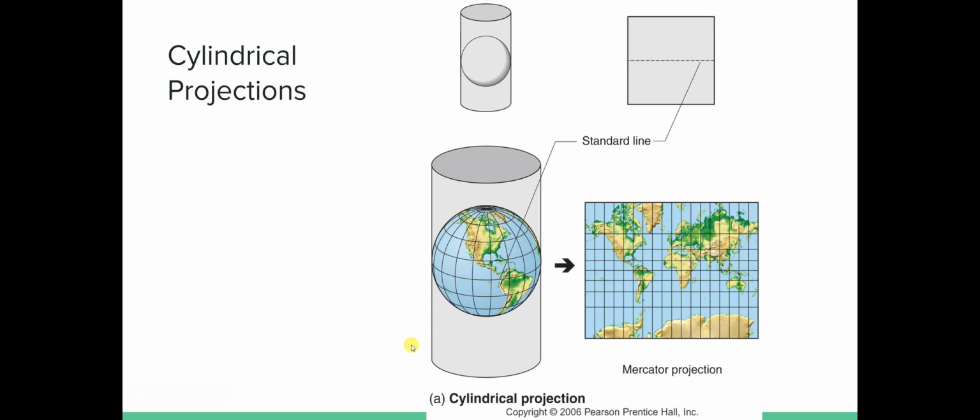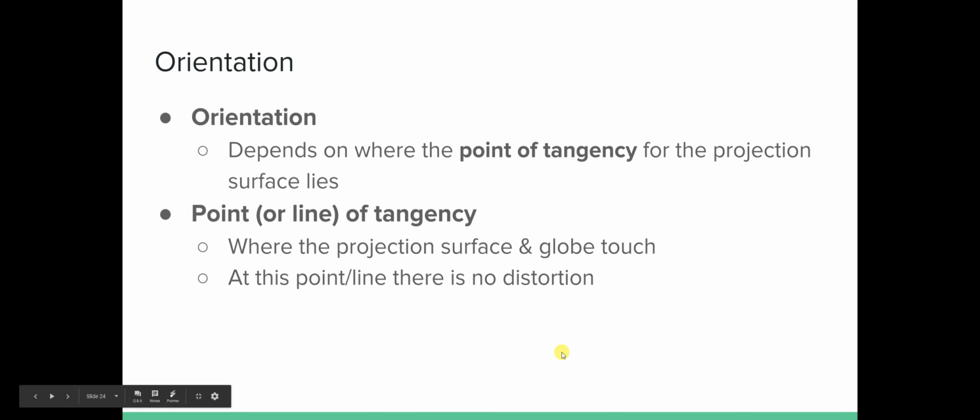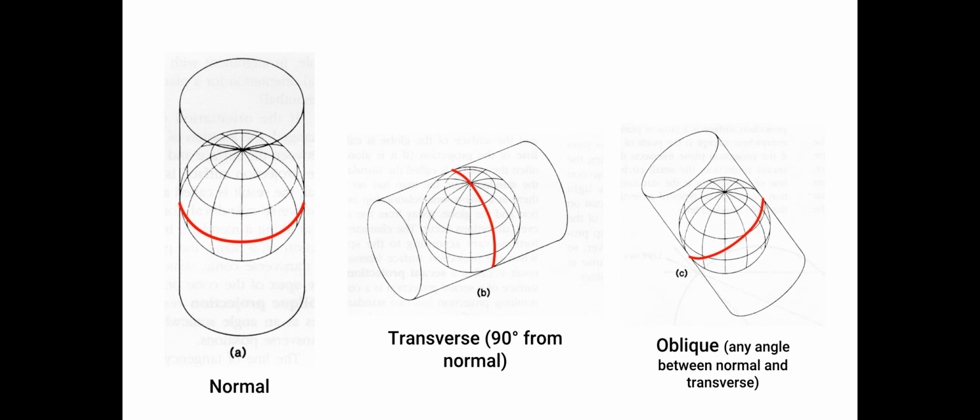So there's the cone thing, the conical, cylindrical, same idea. It's a cylinder we put on there, project it, develop it. That's what we get. And then orientation is where we're actually placing these things. Okay, so it's the point or line of tangency, or what we call a standard line, is where that projection surface is actually touching the globe. Okay, and this is important because that line of tangency, or that standard line, is the place where there is no distortion. It's true to reality in terms of shape and size and where everything is, what distance it is, that kind of stuff.